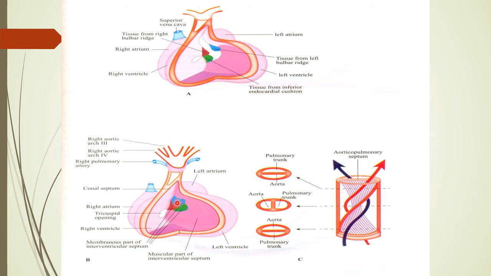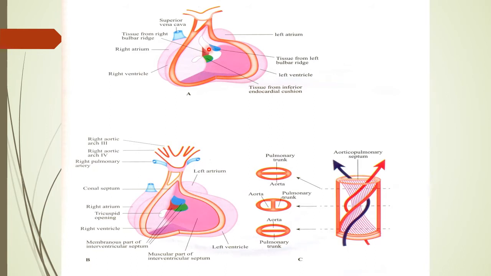And in both these diagrams, we are going to discuss this topic later: the formation of the interventricular septum, the muscular part of the interventricular septum. This gap is called the interventricular foramen, and it is closed from three sources, and you can see three colors: brown, green, and blue, from different sources.